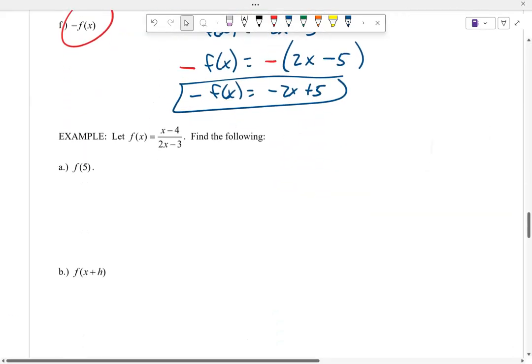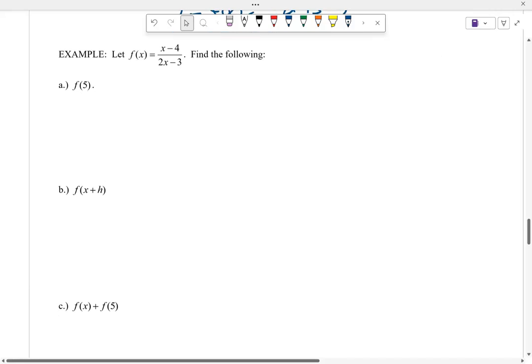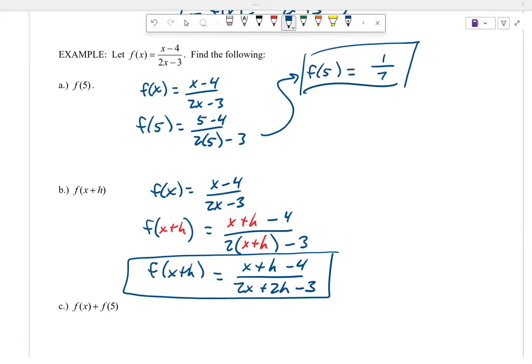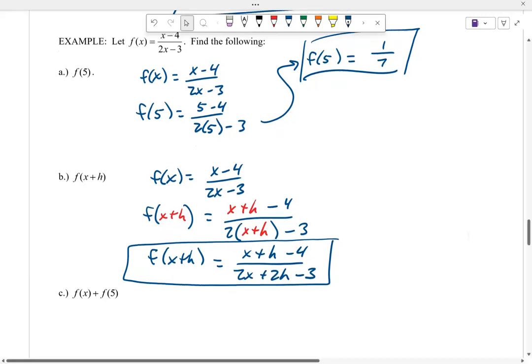All right, this would be a good you try problem. I would go ahead and pause the video and try each of these. All right, let's go ahead and check your first 2 problems there. The f of 5, you plug that in, you should get 1/7 on that. F of x plus h, when you plug that x plus h, goes in for the x, right? You see it in red there. And that's as far as we can go once we distribute the 2 in the denominator there.